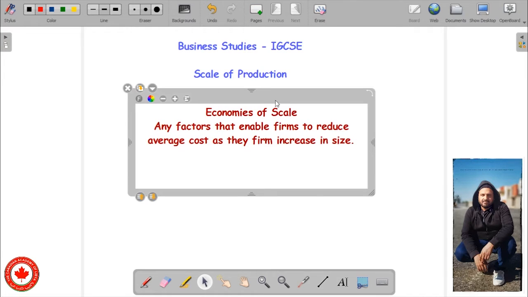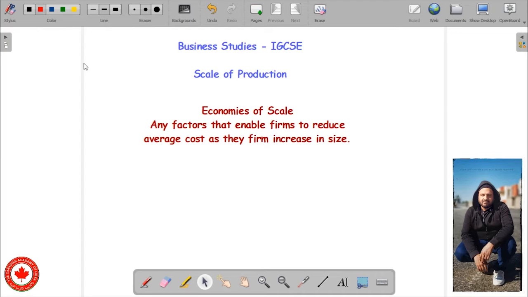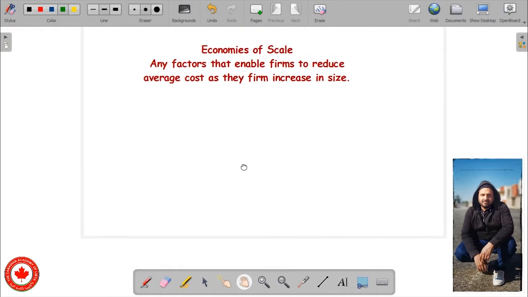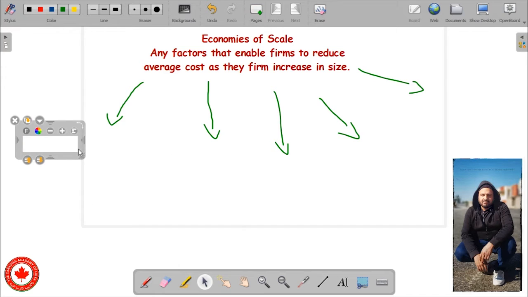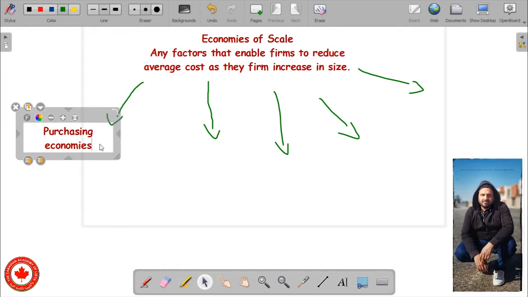There are mainly five of them. We'll talk about each one of them. I'm gonna write it here. So the economies of scale divide into mainly five of them. First, we'll talk about the first type, or the first economies of scale style. It's called the purchasing economies.